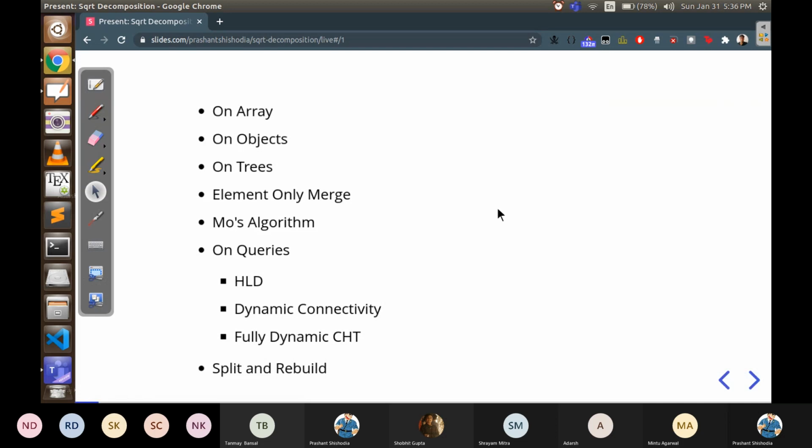So I'll go through all of these: the first few on arrays, on objects, on trees, elements only merge, and Mo's algorithm. These I would categorize as easy, and these I would categorize as hard. So these are rare. The last few are rare.